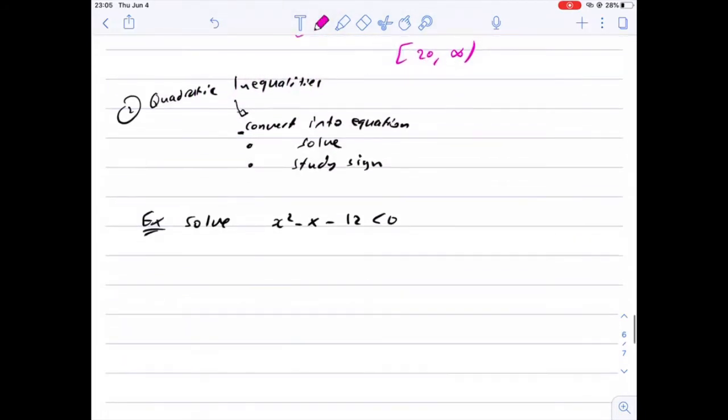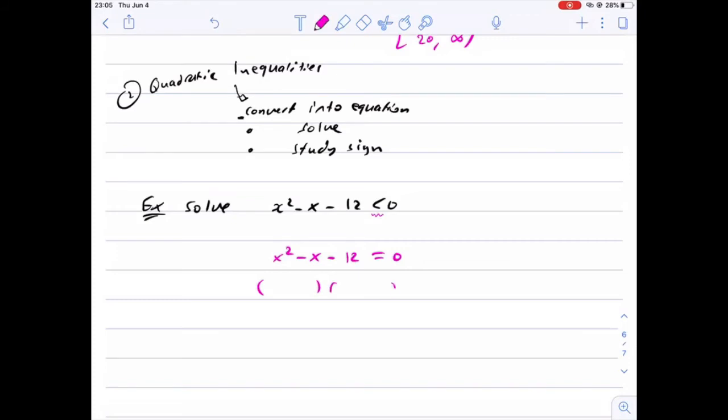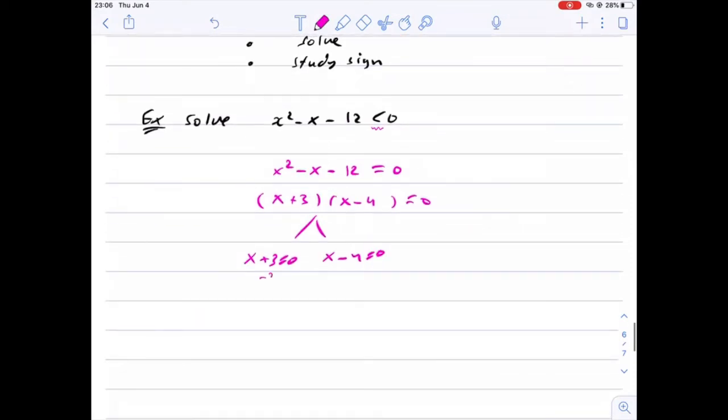Now the first step is to convert this into an equation by replacing less than with an equal sign, and then we solve this equation. So the factors are 3 and negative 4. 3 times negative 4 is negative 12. 3 minus 4 is negative 1. That's the sum. Now we have x plus 3 equals 0, or x minus 4 equals 0. That's the zero factor property. And then we subtract 3 here, we add 4 here, we get x equals negative 3 or x equals 4. That's the solution set.